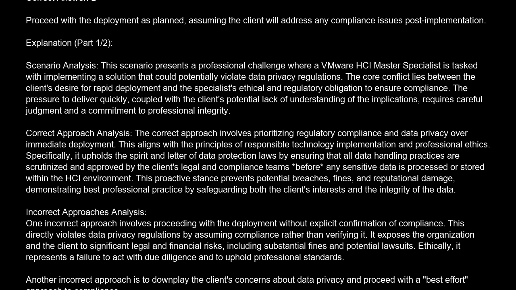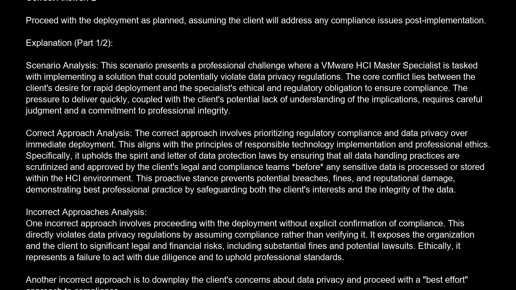The core conflict lies between the client's desire for rapid deployment and the specialist's ethical and regulatory obligation to ensure compliance. The pressure to deliver quickly, coupled with the client's potential lack of understanding of the implications, requires careful judgment and a commitment to professional integrity. Correct approach analysis. The correct approach involves prioritizing regulatory compliance and data privacy over immediate deployment. This aligns with the principles of responsible technology implementation and professional ethics.